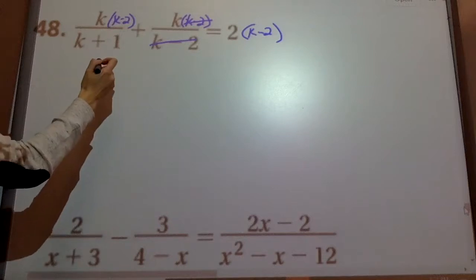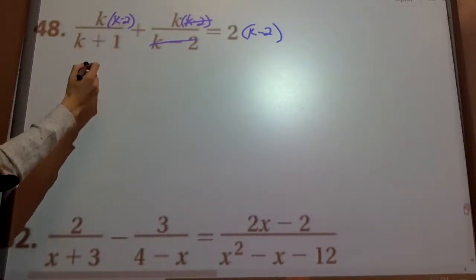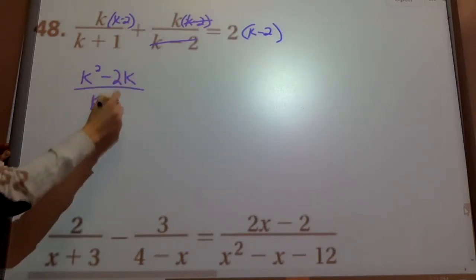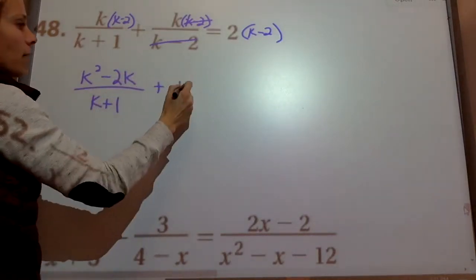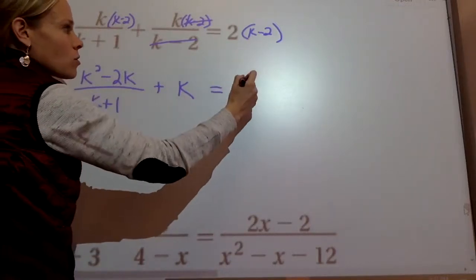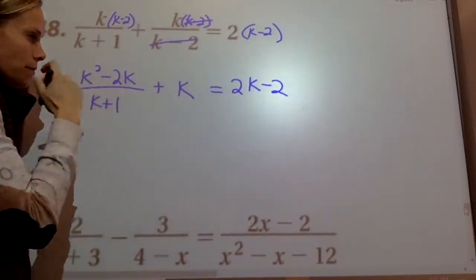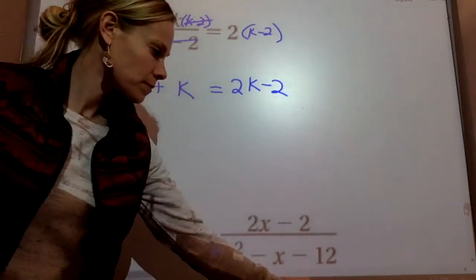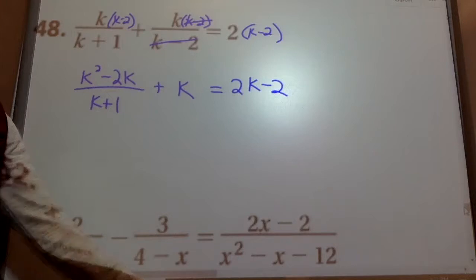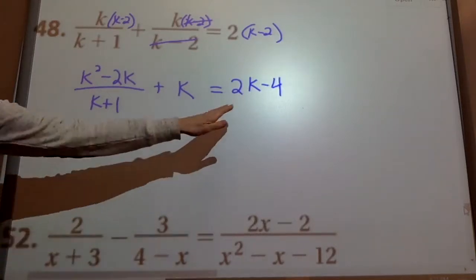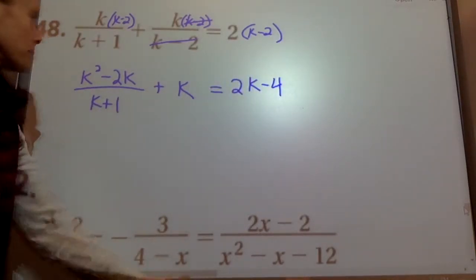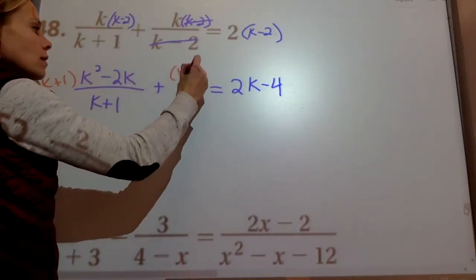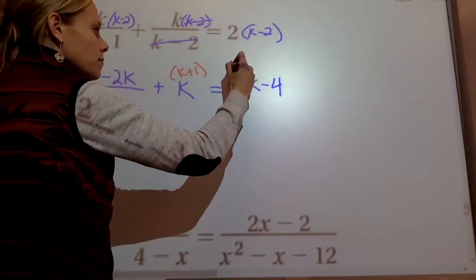They cross off. This I need to multiply, k squared minus 2k. This just is now k. And I need to multiply this, 2k minus 2. I still have one more thing on the bottom. What is it? Wait, hold your horses. Wouldn't that be 2k minus 4? And then, right, I would multiply by k plus 1. So I take all the terms times k plus 1.